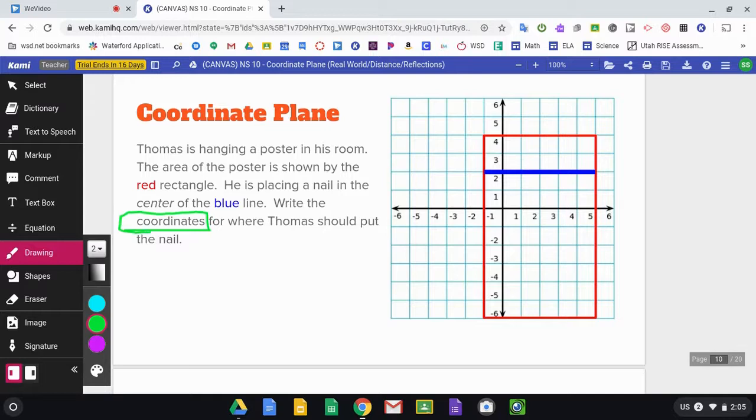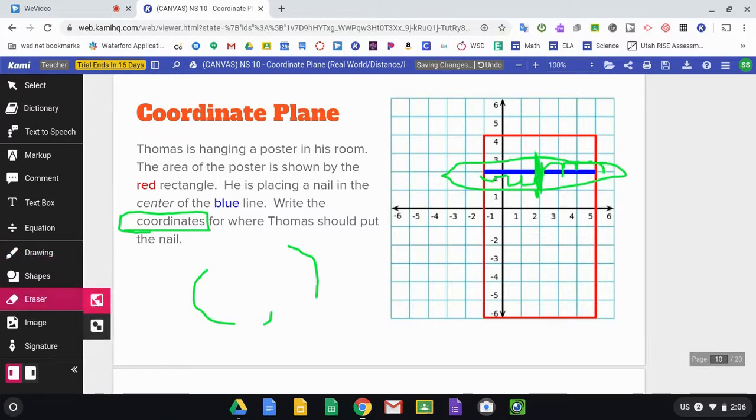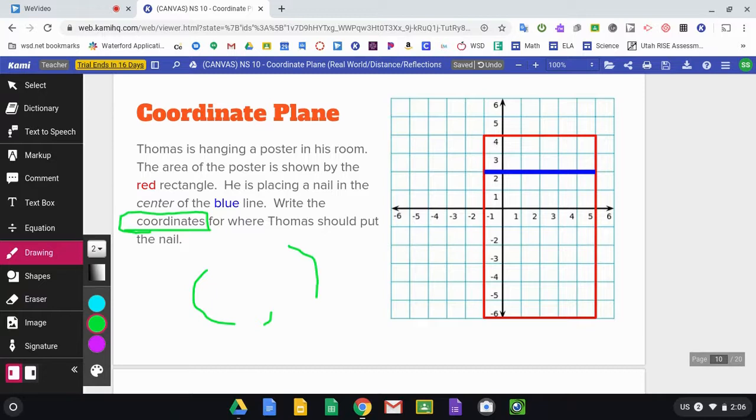Remember, coordinates, just a fancy word for the ordered pair. So he wants to put the nail here on this blue line. So we've got to find the middle. So I'm going to go like this. 1 this way, 1 this way, 1 this way, 1 this way, 1 this way, 1 this way. Oh, they meet right here. Okay. So we learned that they meet right here.